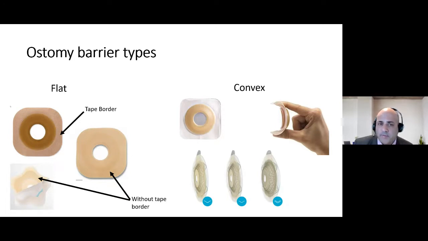There is another kind of flat barrier. It's called the concave barrier. It's simply flat, but it can conform to rounded surfaces, just like an ordinary flat barrier can. So those are the types of different barriers.